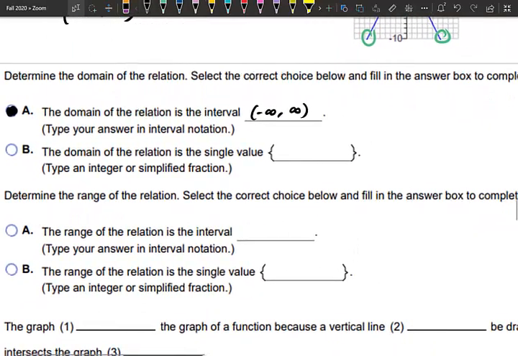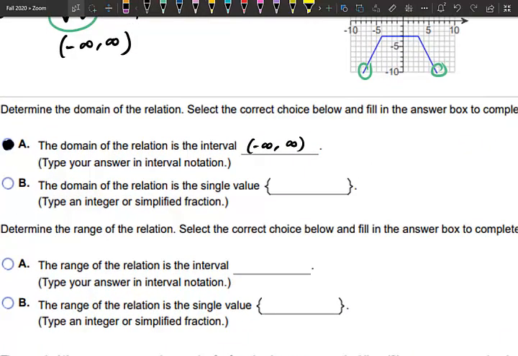Alright, let's determine the range. So we have a sad face. It looks like you're frowning. When you're sad, you're not feeling too good, you're feeling maybe a little negative about yourself. So it's negative infinity to the biggest y. The biggest y is negative 3. Since it's a solid line, we get a bracket.